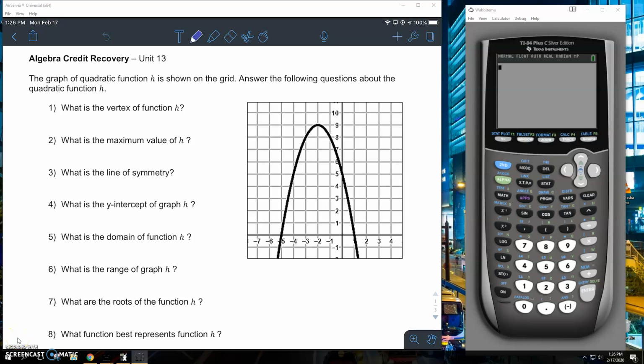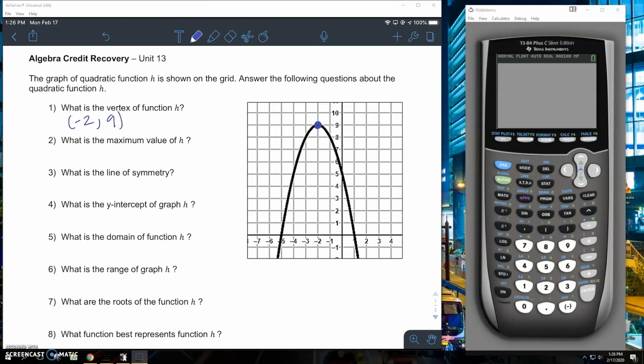This is Algebra Credit Recovery Unit 13. The graph of quadratic function h is shown on the grid. Answer the following questions about the quadratic function h. So to start with, number 1, what is the vertex? Well, the vertex is either going to be the highest point or the lowest point, also known as a minimum or a maximum. So on the vertex, I'm just going to find that point, which is -2, 9.